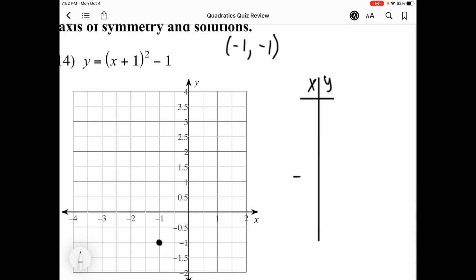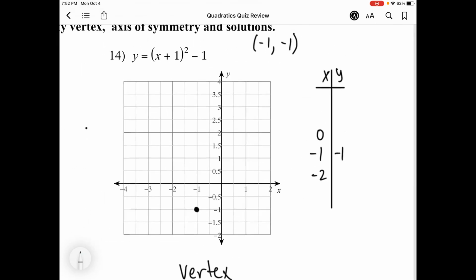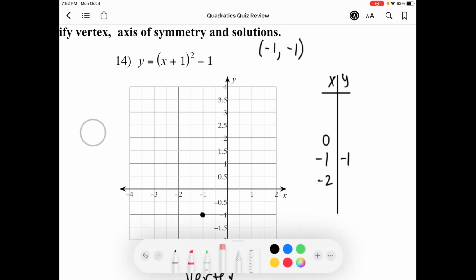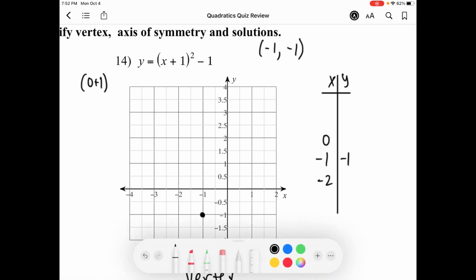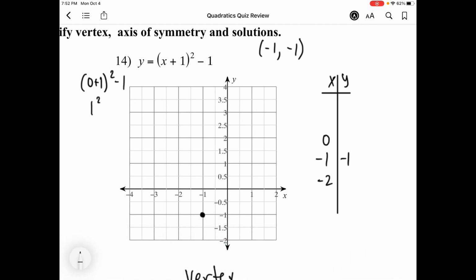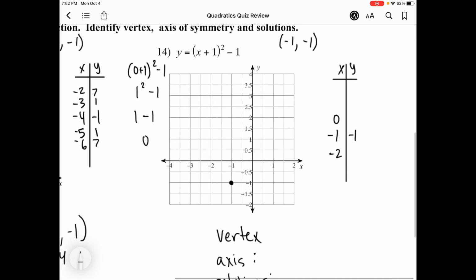And you should have the hang of it by now. So we're going to pick one number to the left, one number to the right, which is going to be 0 and negative 2. Both of those numbers are exactly 1 point away from negative 1. So whichever one I plug into my function, it's going to be the same thing, right? So I'm going to plug in 0. So I'm replacing x with 0. So 0 plus 1 squared minus 1. So 0 plus 1 is 1. So I got 1 squared minus 1. 1 squared is 1. And then minus 1 is 0. 1 minus 1 is 0. So both of these are 0. So negative 2, 0, and 0, 0.